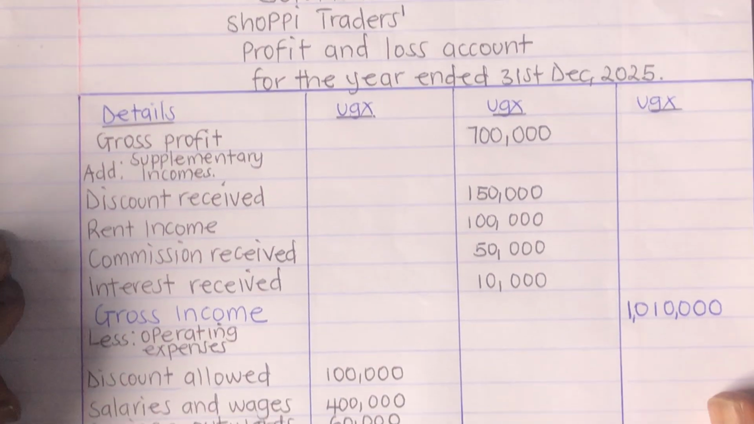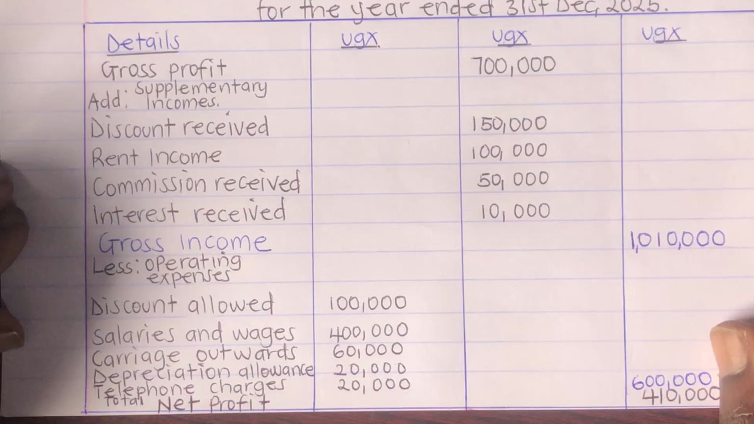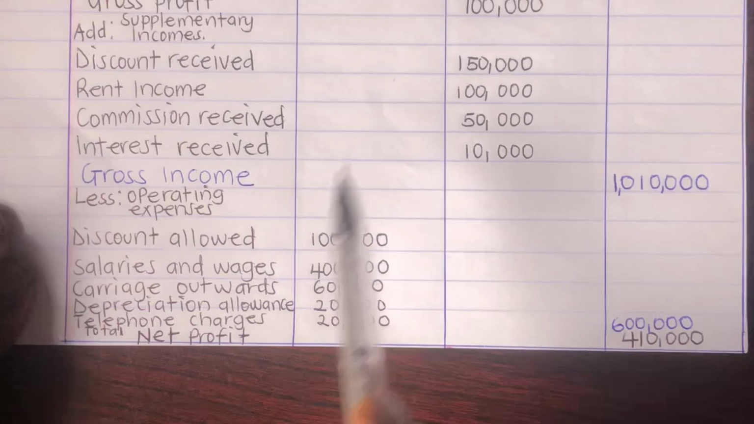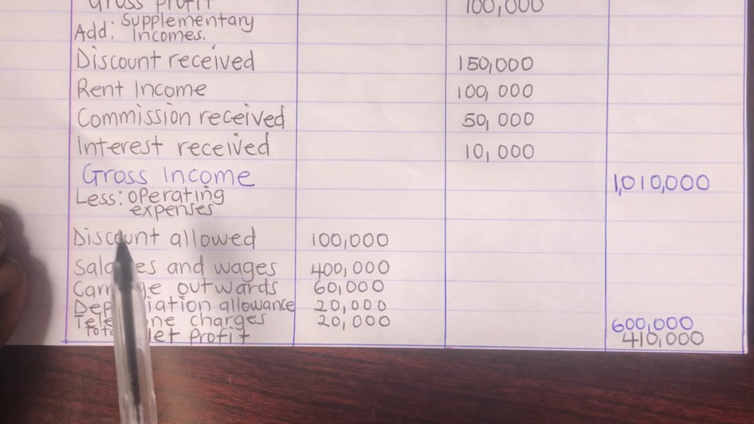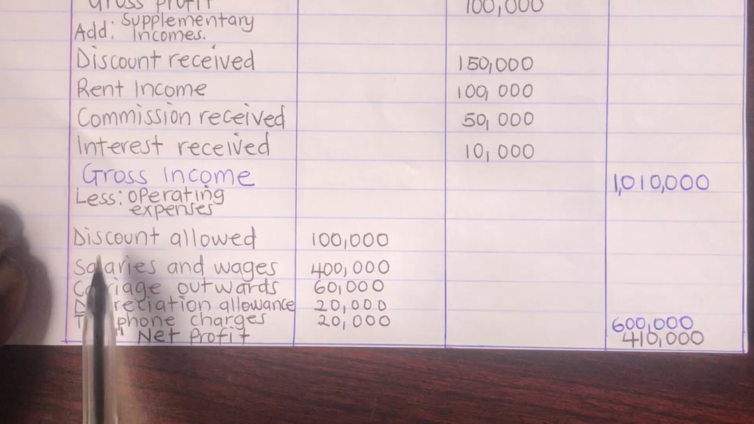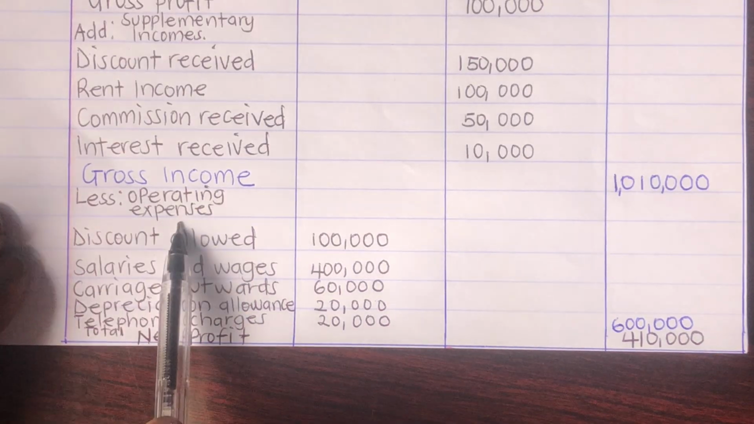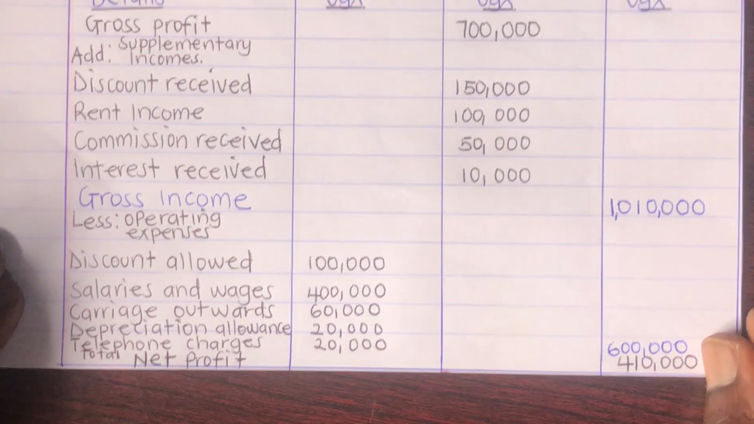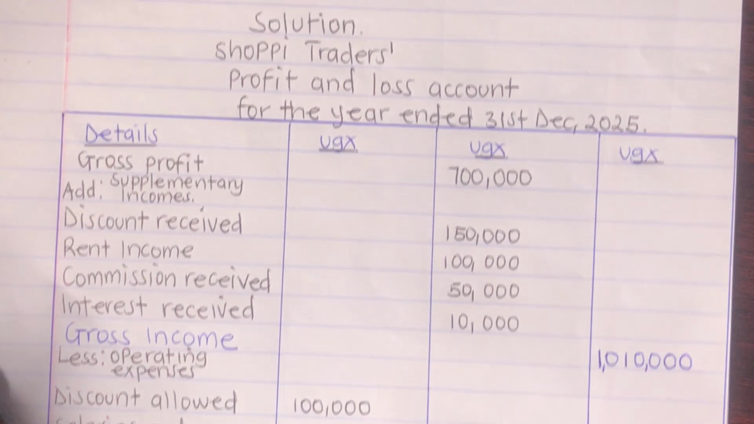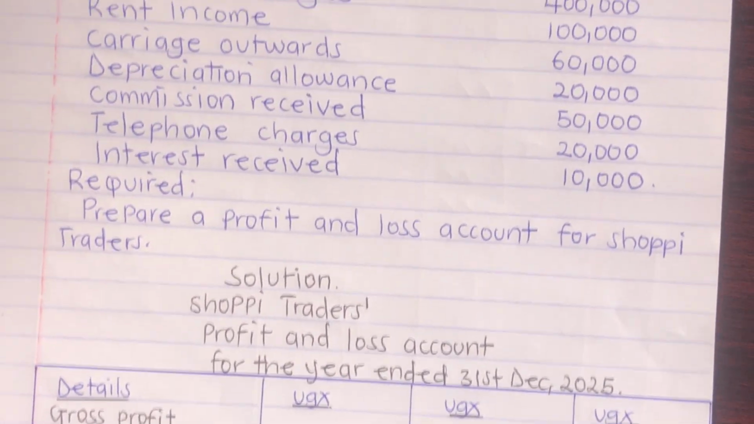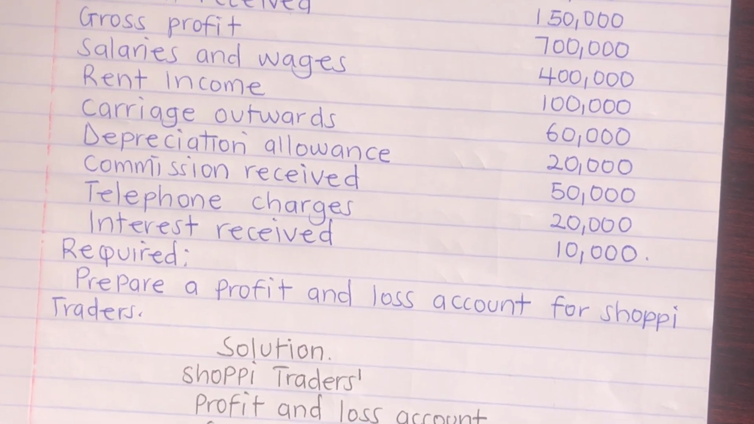So our aim is getting the net profit. So we have the gross income already here. So we say less operating expenses, and then we go back to our question and look for the business expenses from our example. We check out the expenses.